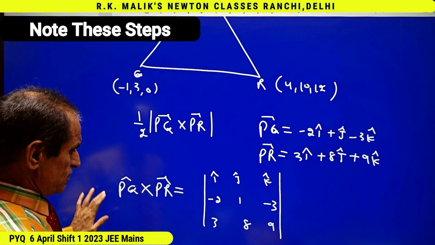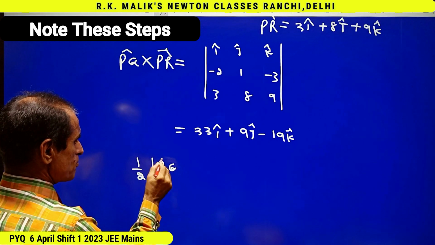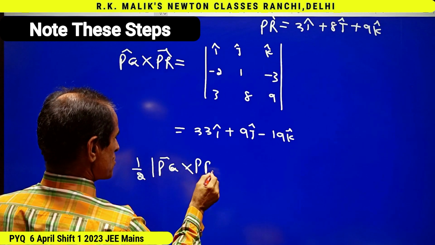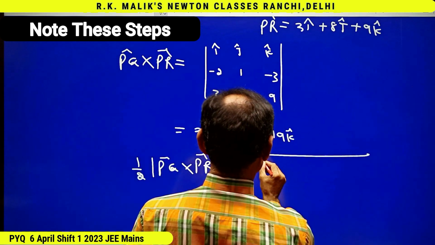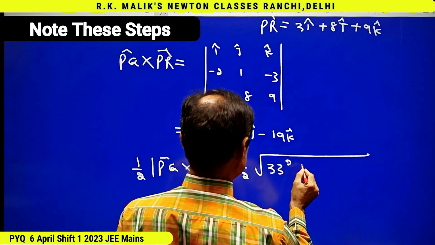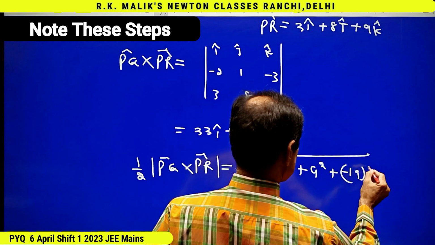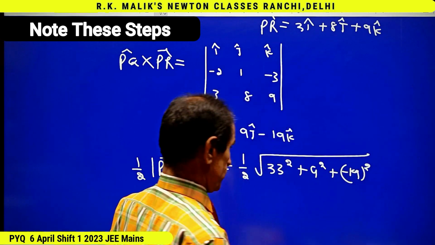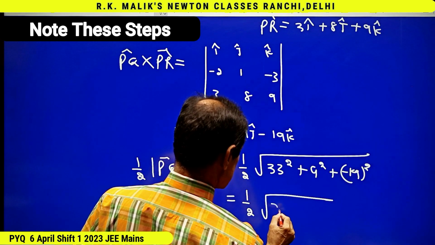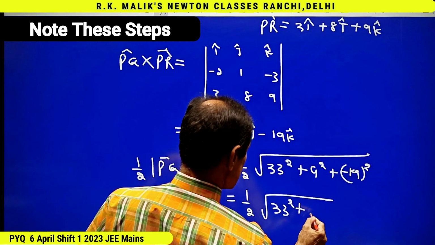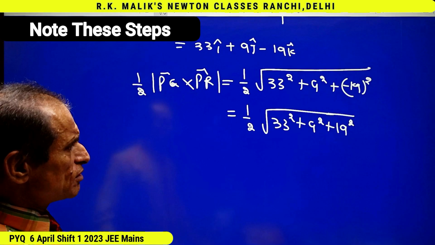Because for finding the area you require the modulus of this. But see what I will do. 1 by 2 mod of PQ cross PR is equal to 1 by 2 under root 33 square plus 9 square plus minus 19 square. That is 1 by 2 under root 33 square plus 9 square plus 19 square.